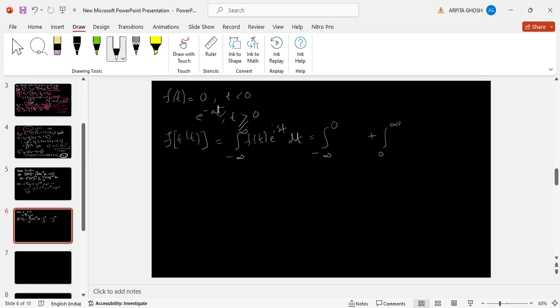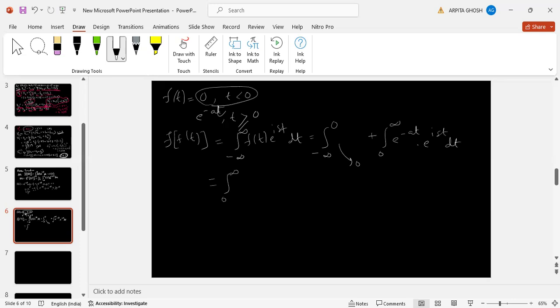Now, if we look at the first part, minus infinity to 0, when t is less than 0, the function is 0. So this part is 0. This part is gone. For the second part, it will be e to the power minus at into e to the power ist dt. So this is equal to integration from 0 to infinity.